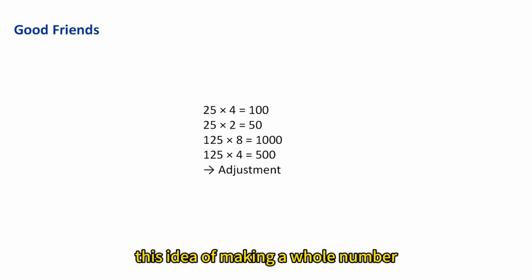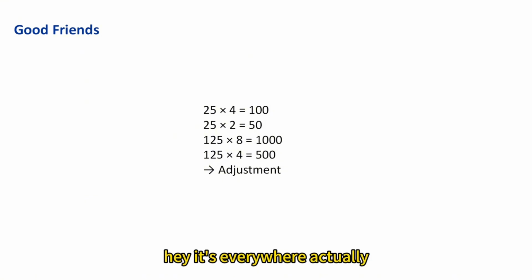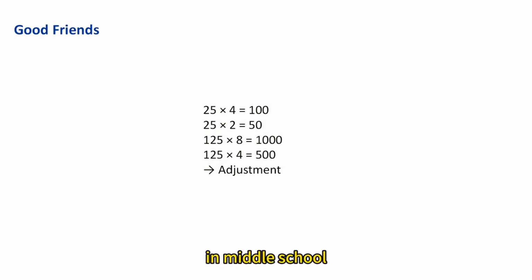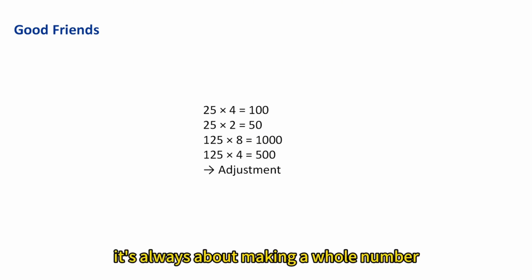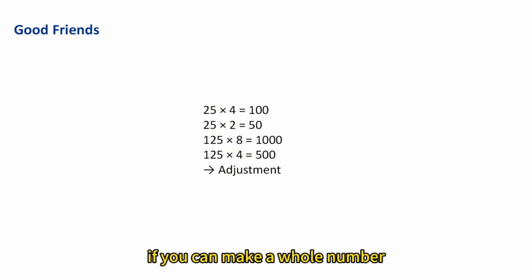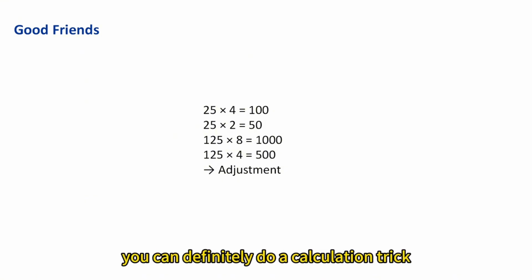This idea of making a whole number in calculation tricks, it's everywhere. Actually, all the way until you're in higher grades, in middle school, in high school, it's still useful. It's always about making a whole number. Calculation tricks are just making a whole number. It's a base 10 system. If you can make a whole number, you can definitely do a calculation trick.